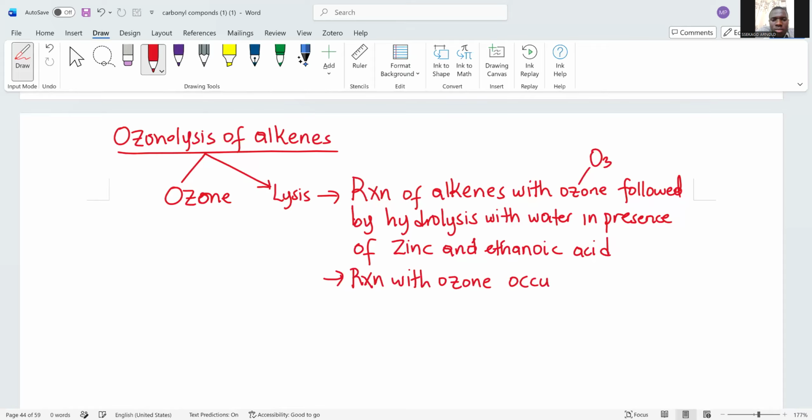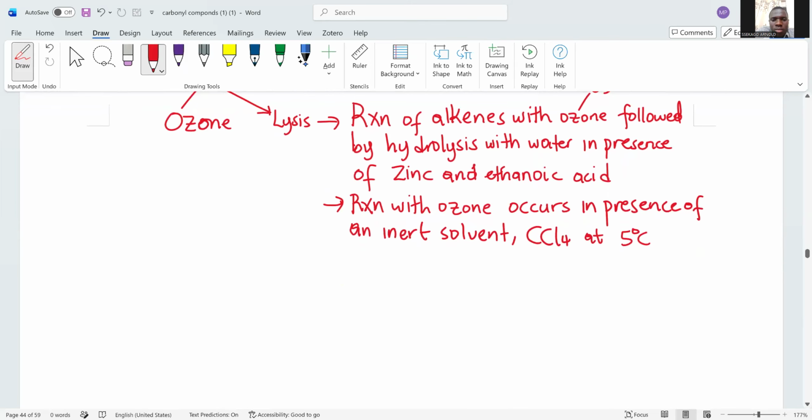The reaction with ozone occurs in the presence of an inert solvent, for example tetrachloromethane, at 5 degrees Celsius. These are very low temperatures, and I'm going to explain why.